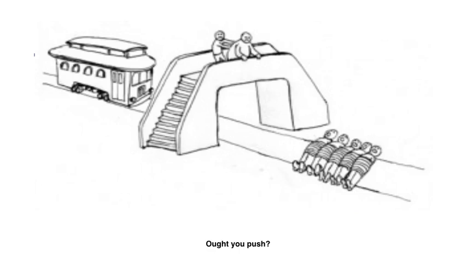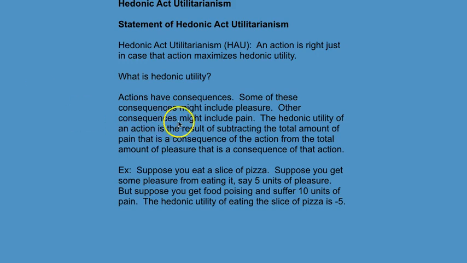And today we're going to talk about a theory that takes this idea that there's no difference, that the consequences are all that matters, takes that idea and runs with it. The theory is called Hedonic Act Utilitarianism, or HAU. According to HAU, an action is right, it's the right thing to do, just in case that action maximizes hedonic utility. So there's 2 bits of jargon there.